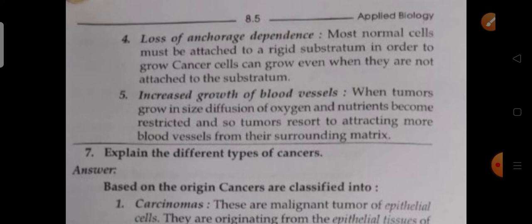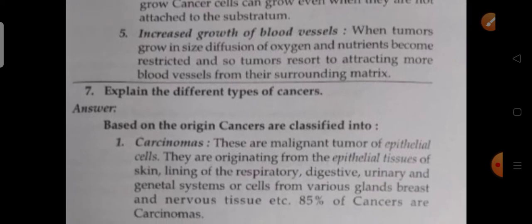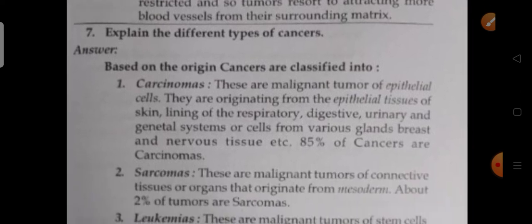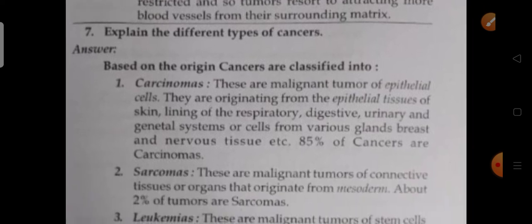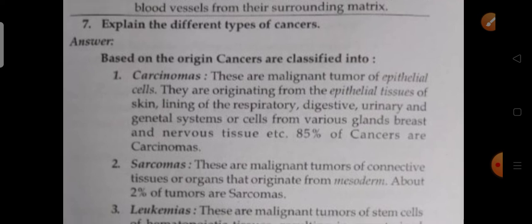Next, explain the different types of cancers. Based on the origin, cancers are classified into carcinomas. Carcinomas are cancerous, malignant tumors of the epithelial tissue. They originate from the epithelial tissue of the skin, the lining of the respiratory, digestive, urinary, and genital systems, cells from various glands, breast and nervous tissue, etc. 85% of cancers are carcinomas.